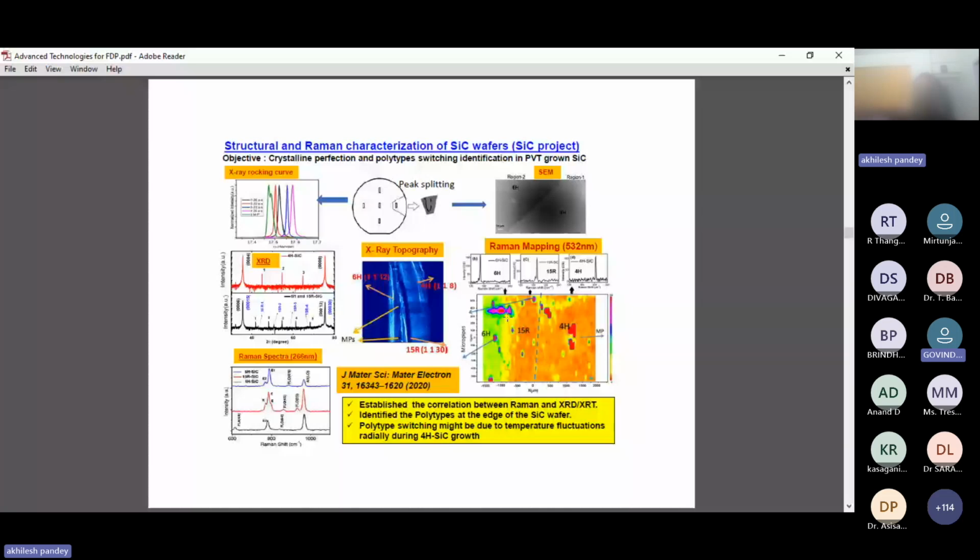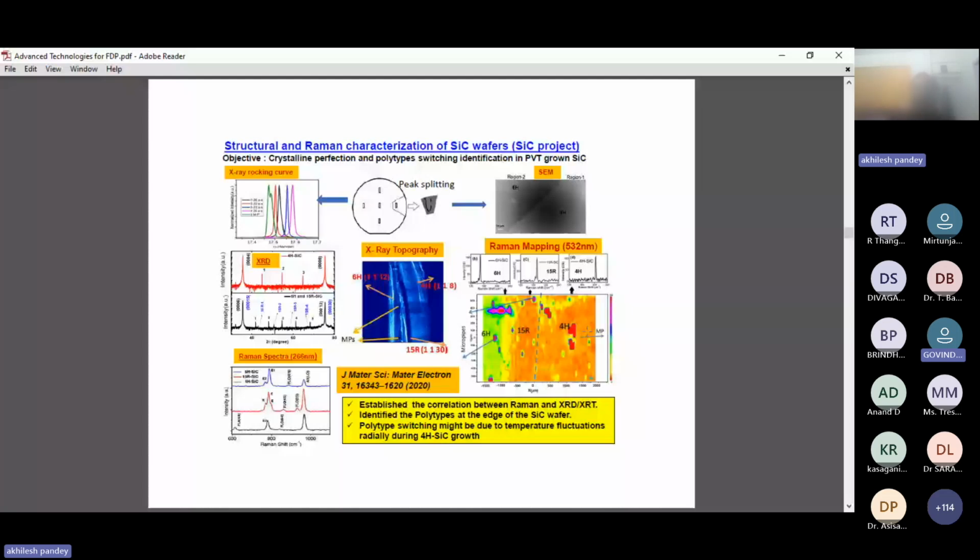In some places, other colors are showing. These are the micropipes, because whenever the laser is focused at a micropipe place, the focusing is disturbed, so we get a high integrated intensity at that place. So we think that it is a micropipe, and the micropipe was confirmed by X-ray topography also. So this is the normal structure and Raman characteristics of silicon carbide, and it is very important for identifying silicon carbide polytypes.